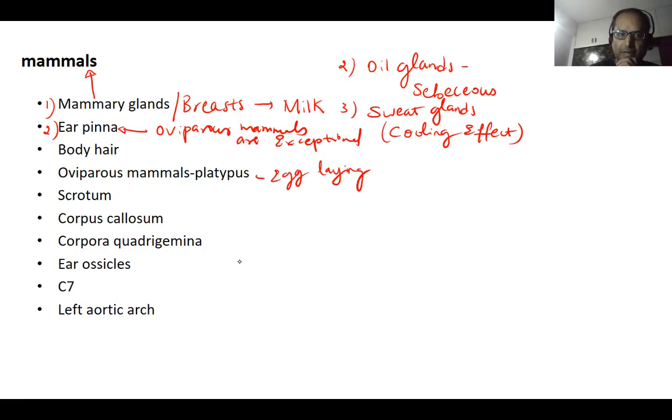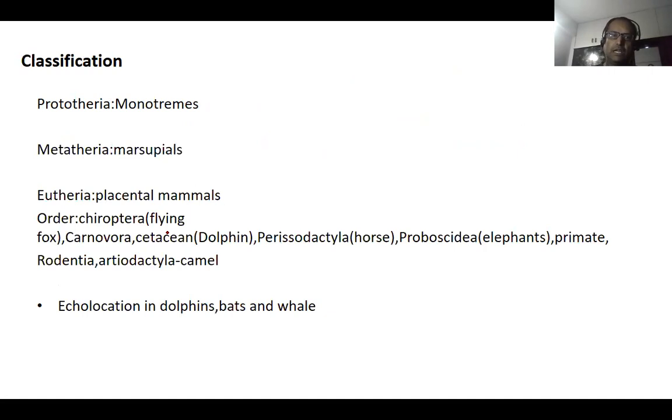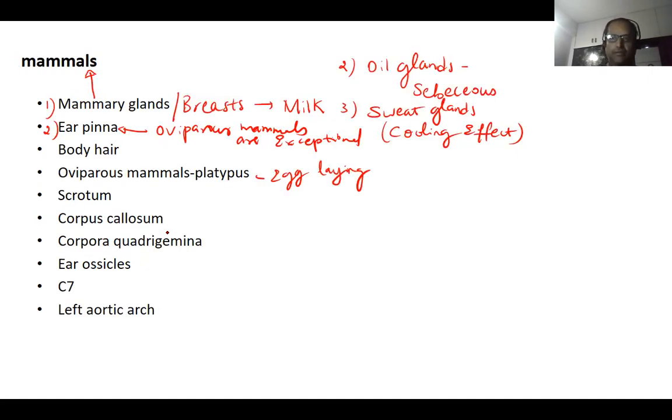Okay, oviparous mammals, or egg-laying mammals, for example platypus and echidna, come under point number 4. Mammals can be classified into three different varieties. Here we understand one exceptional case, that is oviparous mammals. Now next is the scrotum.